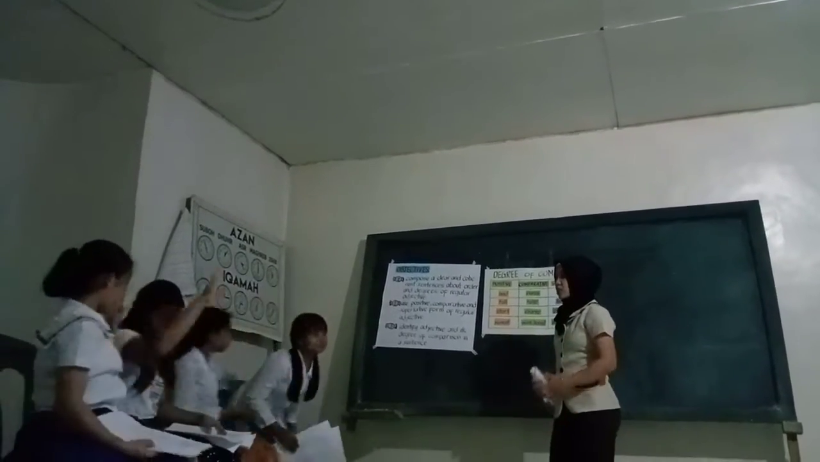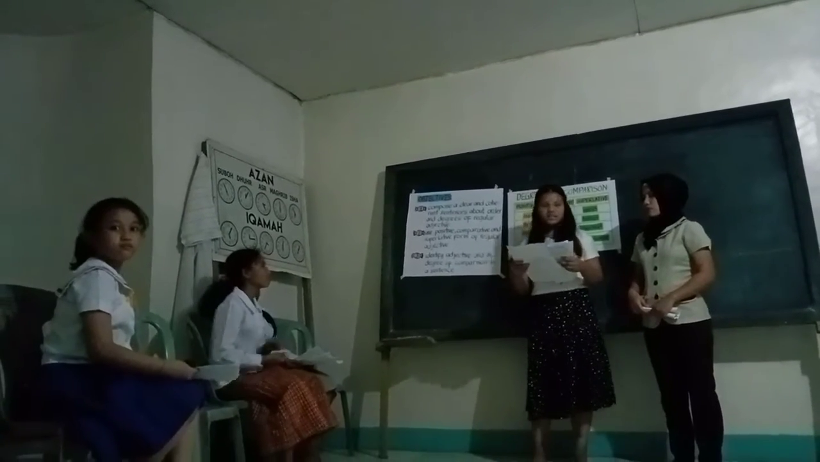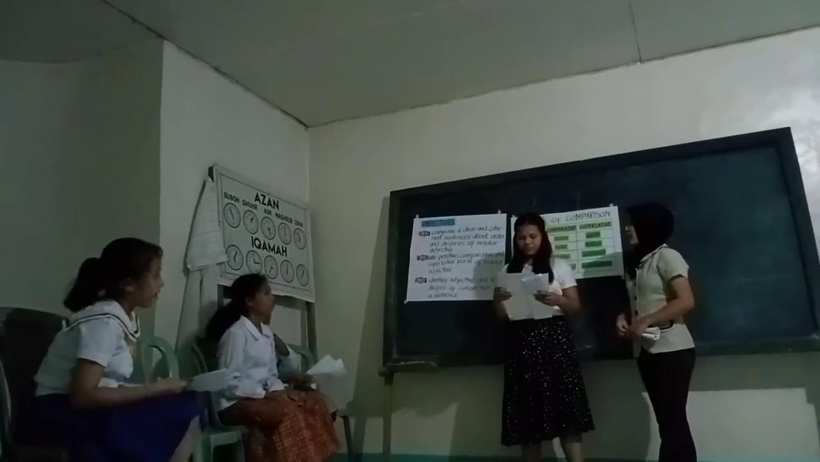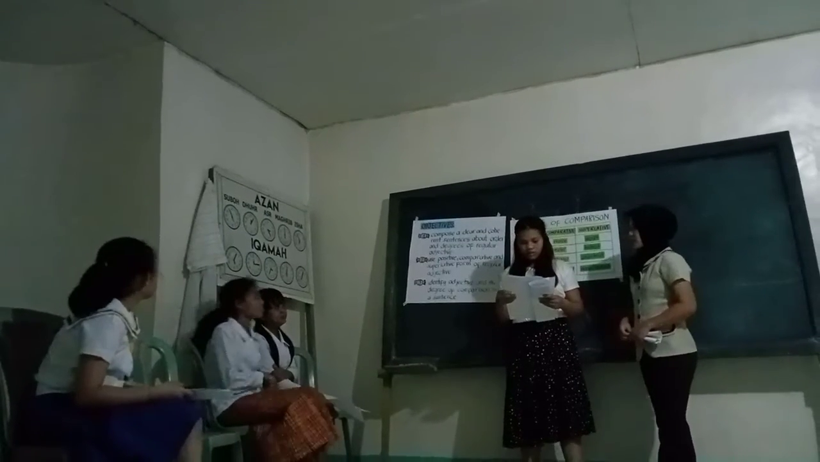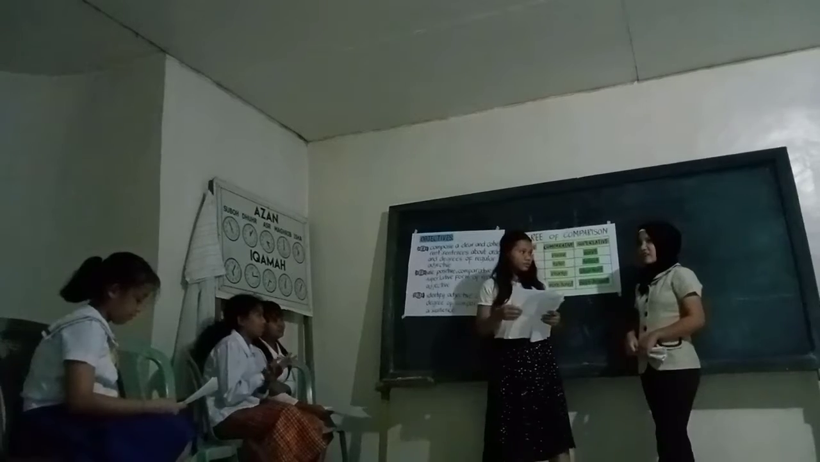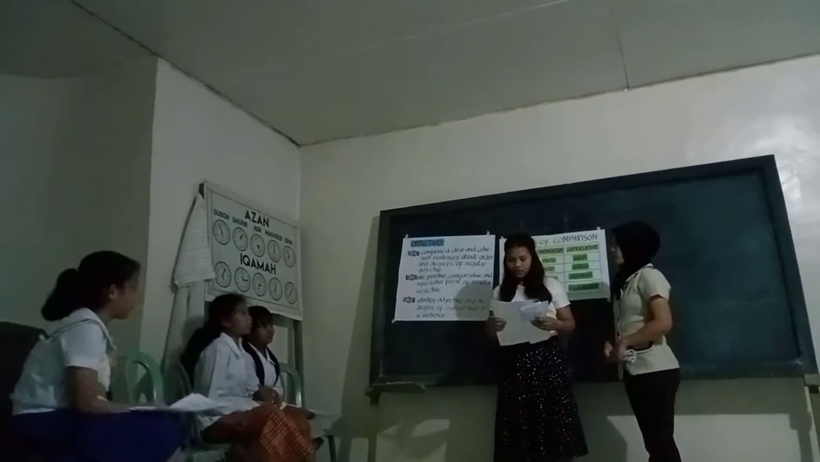Okay, next presenter. Okay, may we have Rose? Okay, so you may now read your work. Trixie is more intelligent than Shane. Okay, so what is the adjective there? More intelligent. Okay, very good. So what degree is more intelligent? Comparative degree. Okay, so next.